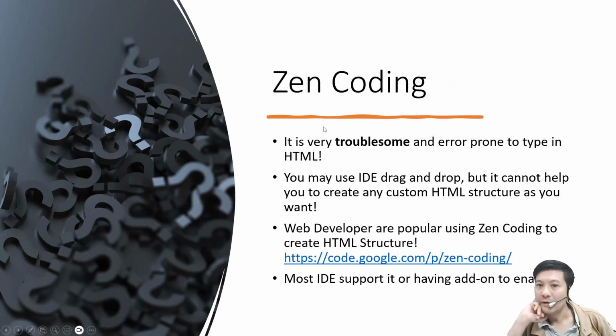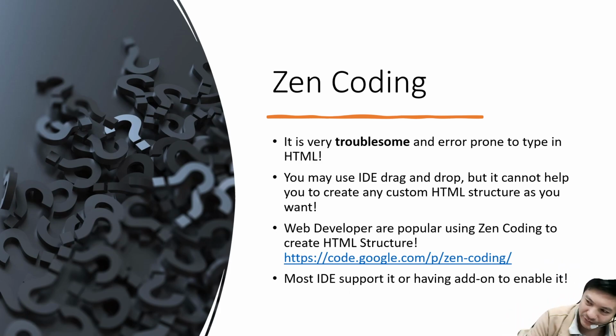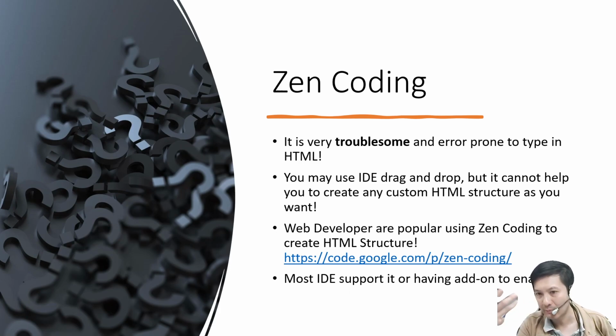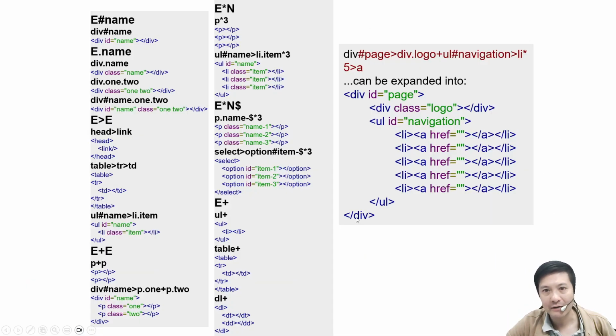Also, when you are typing your HTML, it is tedious and very complicated. As you know, there are start tags, end tags, and then many tags embedded together. It is repeated typing, which is troublesome and error-prone. You can install many built-in extensions in your editor. You can use Emmet to generate HTML.